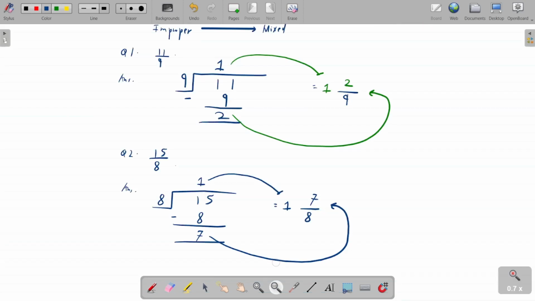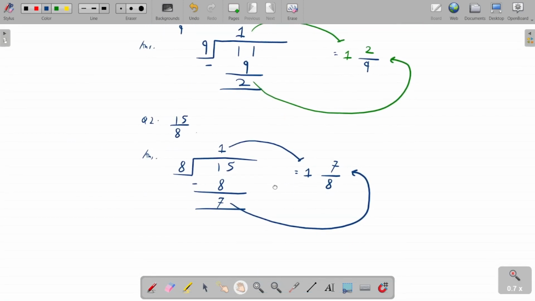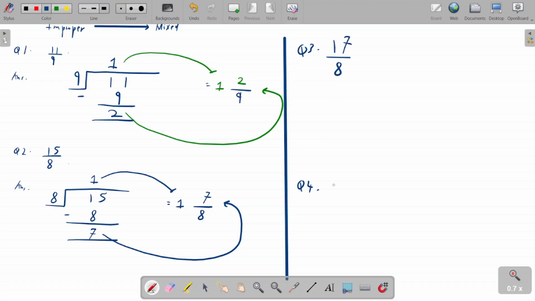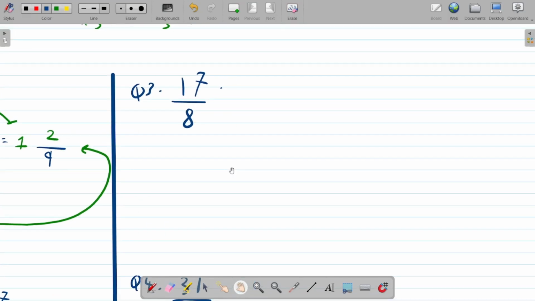Okay, now let me give you some questions. Question number 3 and question number 4. Let's say 17 divided by 8 and 31 divided by 3. Okay. Do these two, you have examples in front of you, and then let me know. I'm going to give you about 6 minutes. All right, we'll check them and we'll see if we need any more work on this.